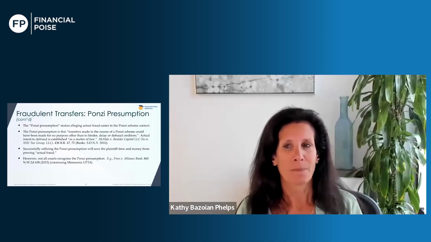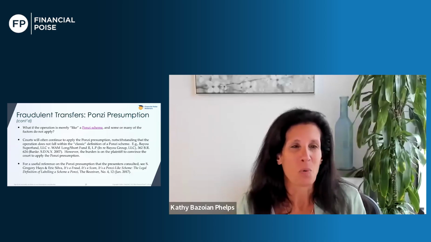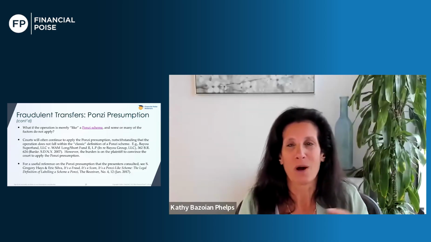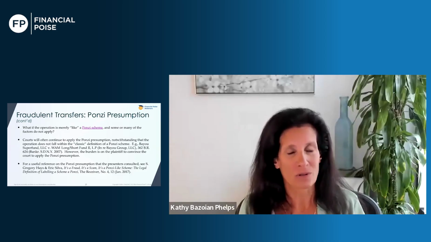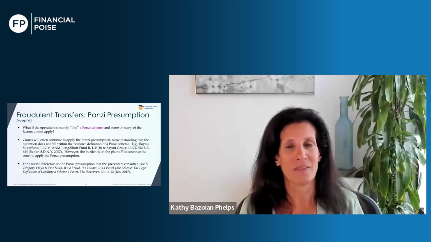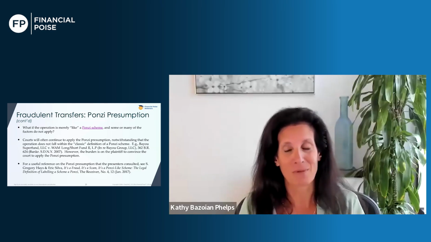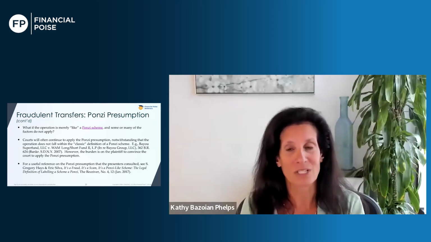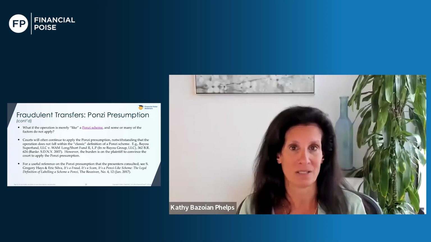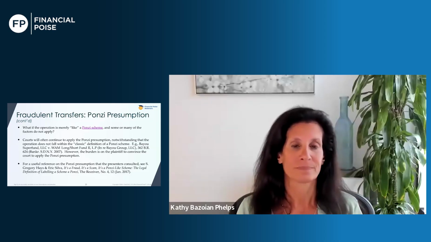So, I think when you start to say it's a quasi Ponzi scheme or it's Ponzi-like, it's going to be a lot harder to establish a Ponzi scheme presumption. And then again, you're going to have to show there was a Ponzi scheme, it was in place at the time of the transfer, and that the particular transfer was made in furtherance of that Ponzi scheme that you've established.